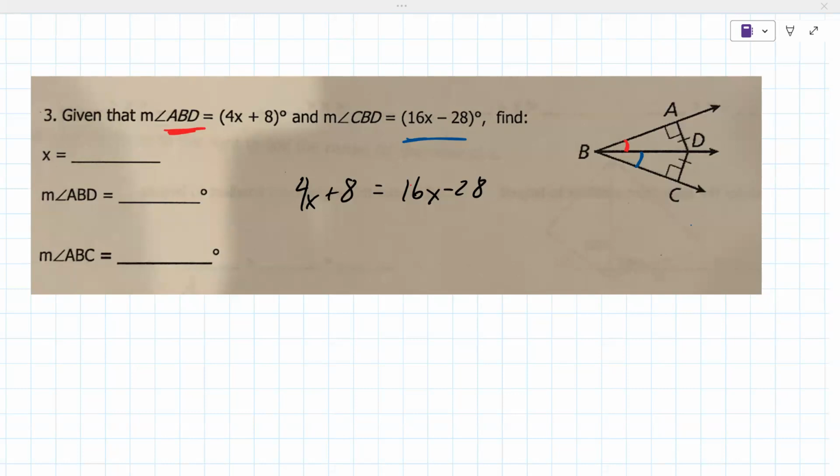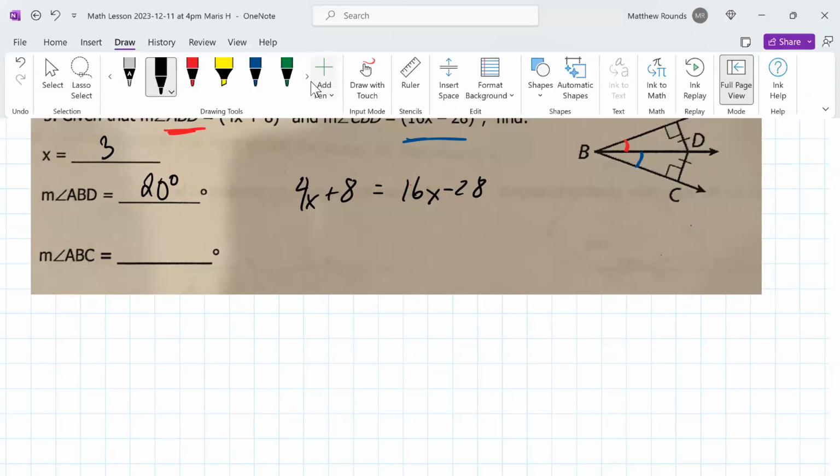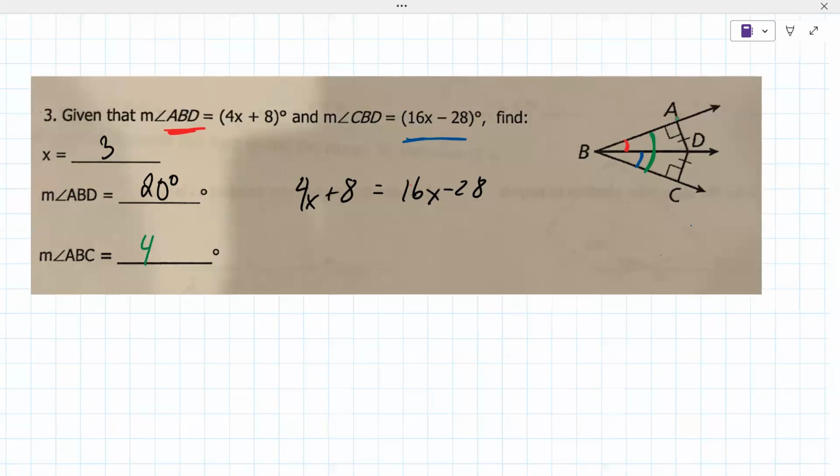Okay, X is 3. Yeah, that's right. X is 3. So the first thing they want you to find is A to B to D. So you're going to put that back into that equation there. That would be 20 degrees. Okay. And then ABC is the whole angle. So 40. 40, yeah. Okay, good. All right, let's keep going here. Doing great.